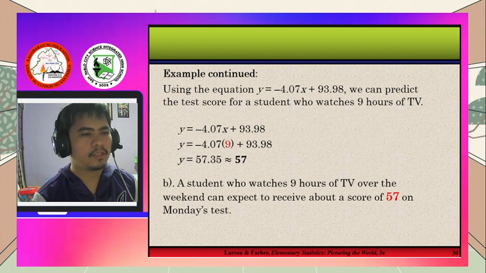So our answer on letter B, a student who watches 9 hours of TV over the weekend can expect to receive about a score of 57 on Monday's test. So meaning if a student watches TV for 9 hours, he or she will get a score of 57 on a test. Okay, so that is all about regression analysis.